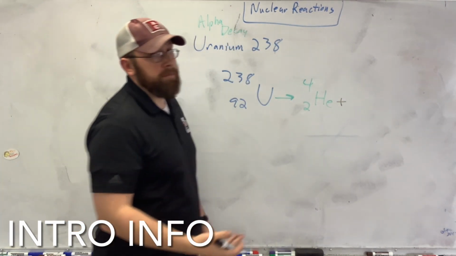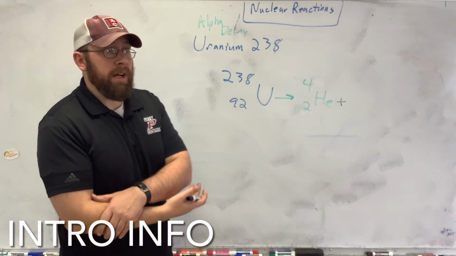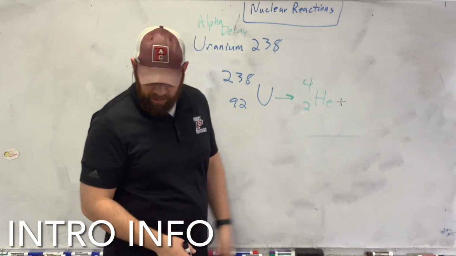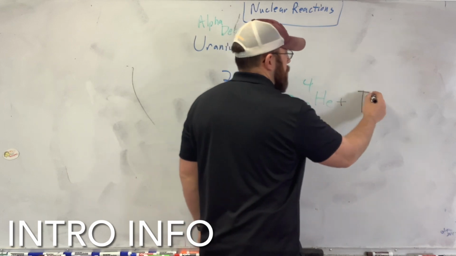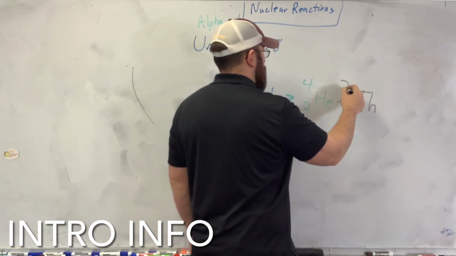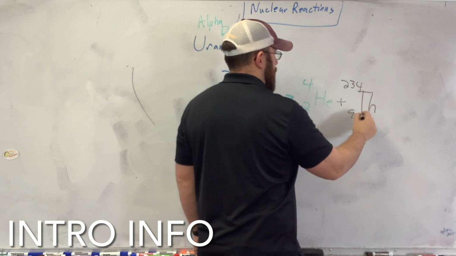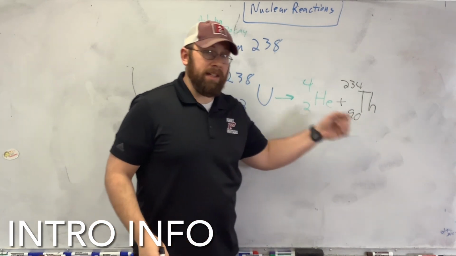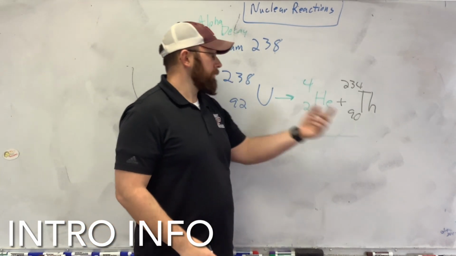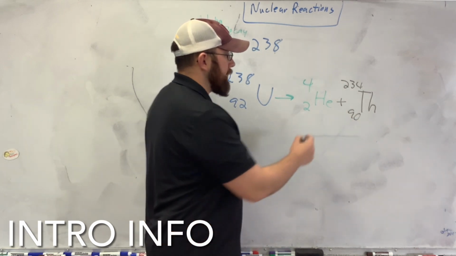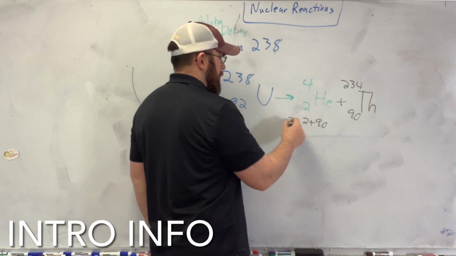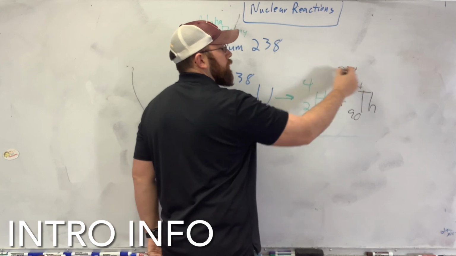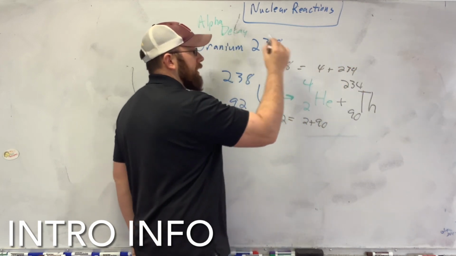Now what this becomes, because you're losing protons, and protons is how you identify an atom. So if uranium loses 2 protons, it's no longer uranium, it becomes something else. In this case, it becomes thorium, which has an atomic mass of 234 and an atomic number of 90. So to have a balanced nuclear equation, these have to equal each other. So 90 plus 2 has to equal 92. And it does. Our atomic masses have to add up too. So 234 plus 4 has to equal 238.